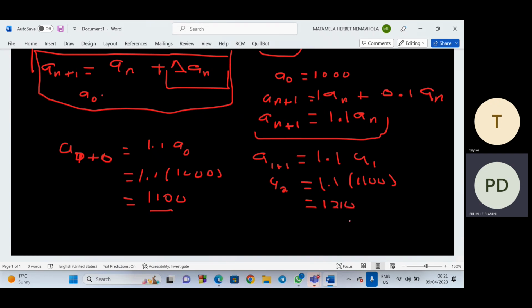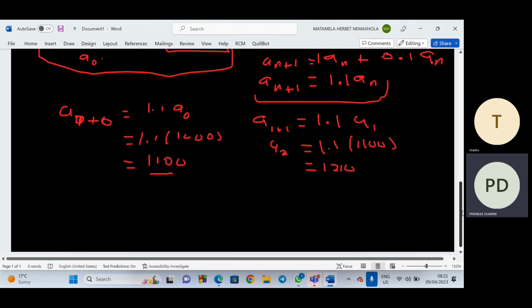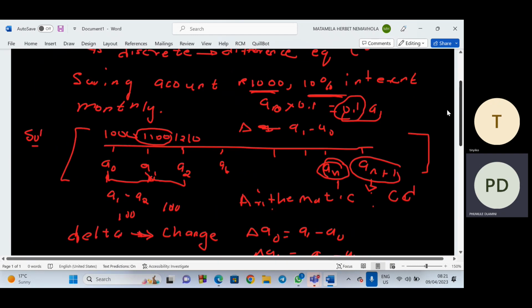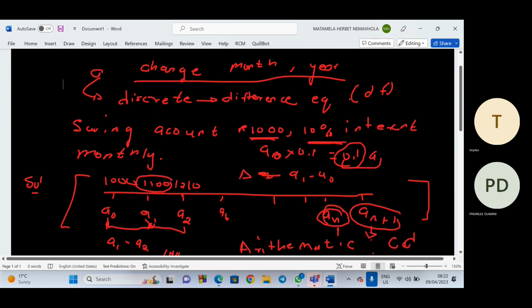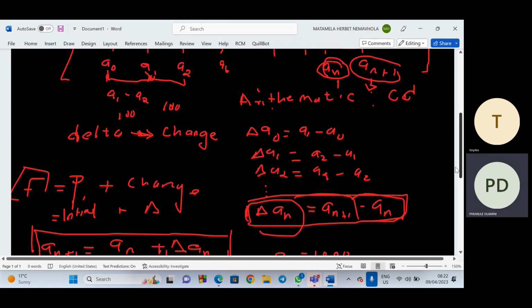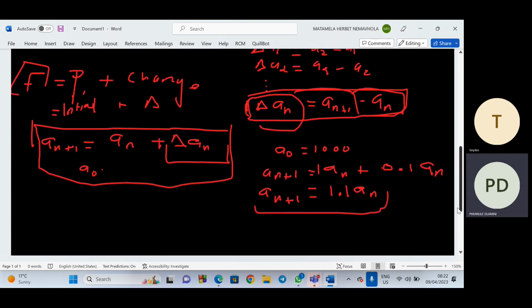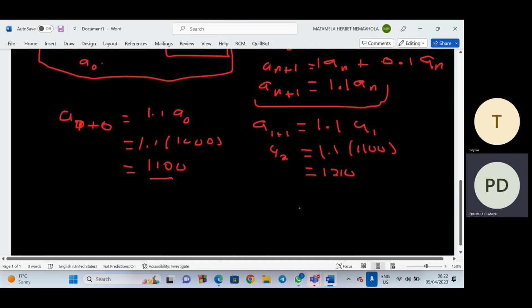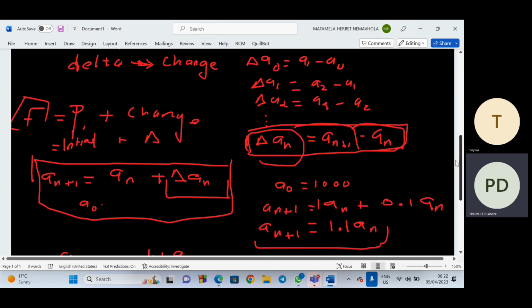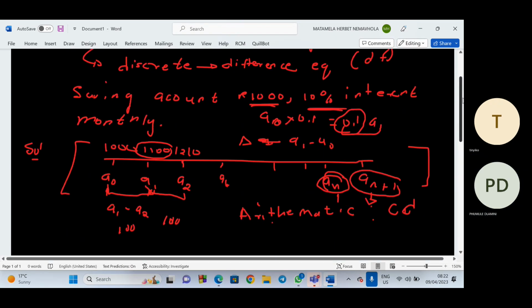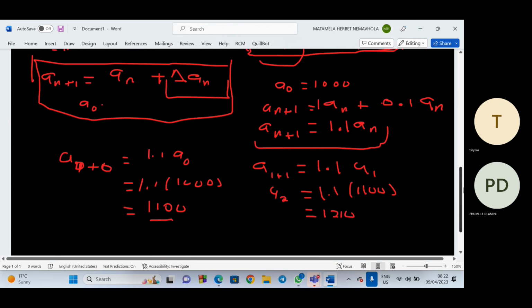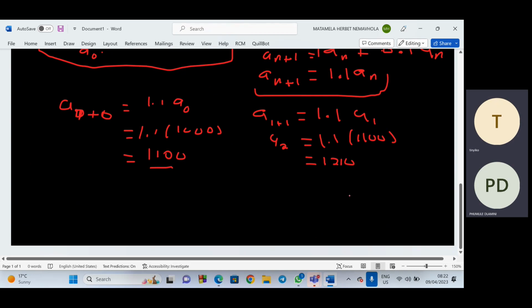1210. So this just validates that everything we are doing, based on this equation, our general formula, is fine. So this is the way of finding a general formula of any difference equation. Do you have any questions?